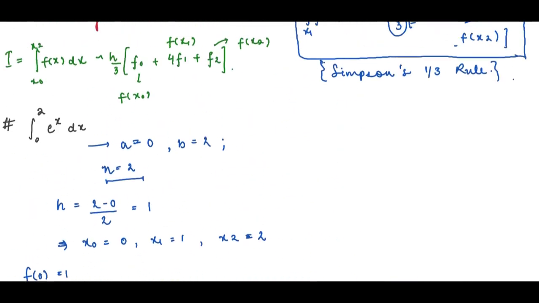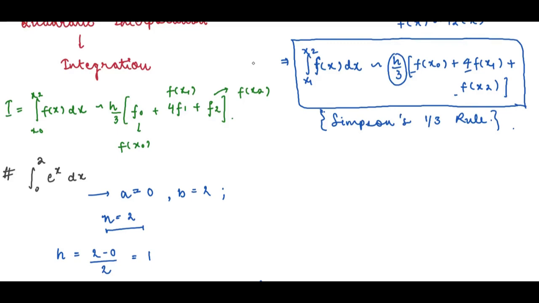Now let's just discuss the accuracy. The composite Simpson's one-third rule has a truncation error of order h power 4. And basically this is higher than the composite trapezoidal rule, whose error is of order h square. Therefore, for sufficiently smooth functions and comparable step sizes, Simpson's one-third rule generally provides a more accurate approximation.